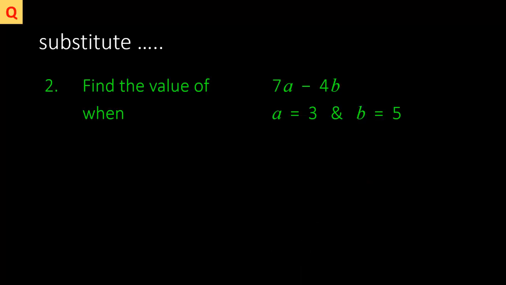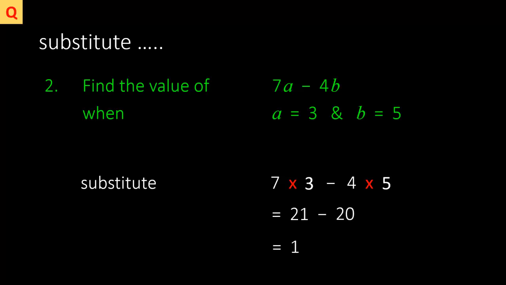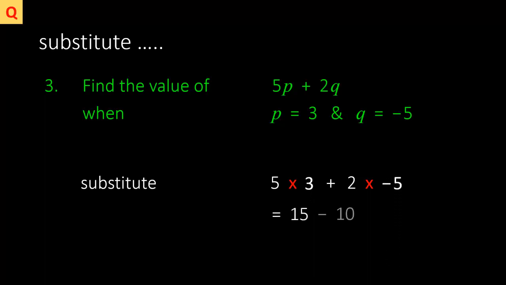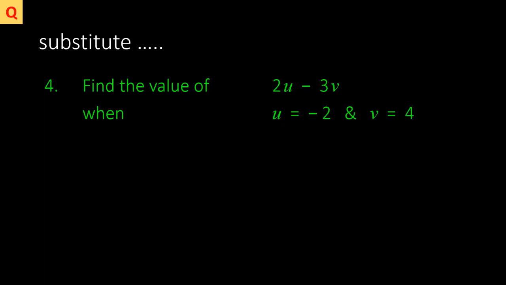How'd you get on then? 7a minus 4b. Well, a is 3, so let's swap that out. B is 5. Now 21 minus 20 gives us 1. Excellent. 5p plus 2q. So we've got q is minus 5 in this case. So p is 3, q is minus 5, and that's 15 minus 10, which is 5. So we've got quite a few minus signs here. Hopefully this didn't cause too many problems.